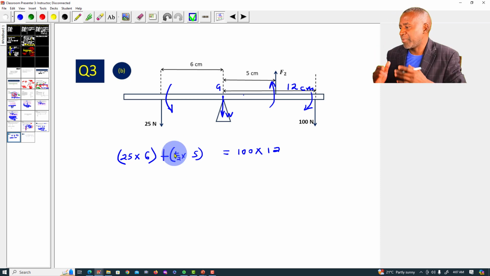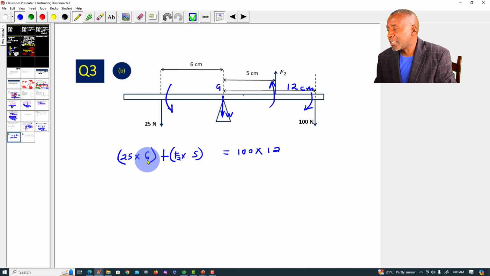Again, you can see the only force which is unknown is F2, and we are able to work it out. From here, I know you can multiply. You know what to do when you get this value here: you move it to the other side in order to subtract it from that value, so that you can divide both sides by 5 in order to get F2. I hope you're going to get a positive value for that. Let's look at part C.